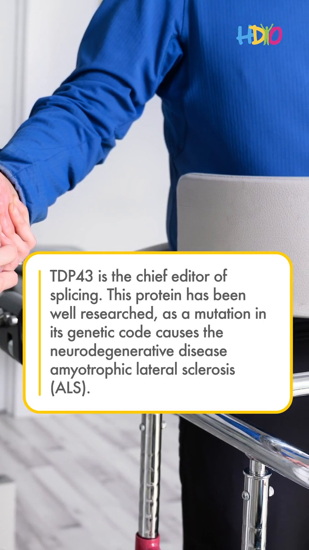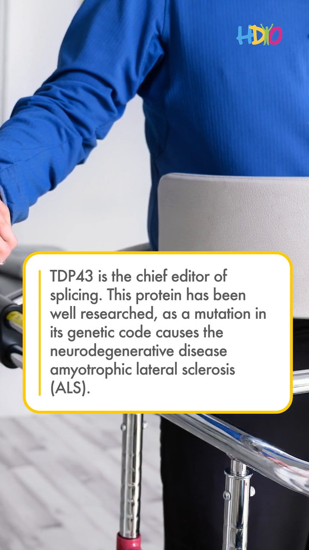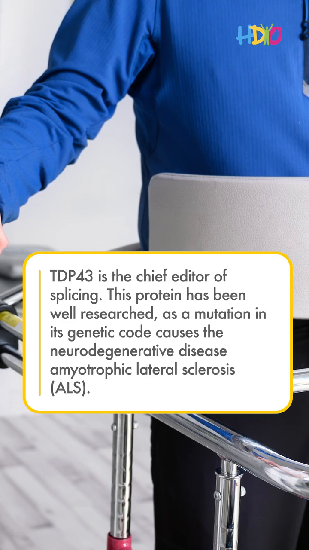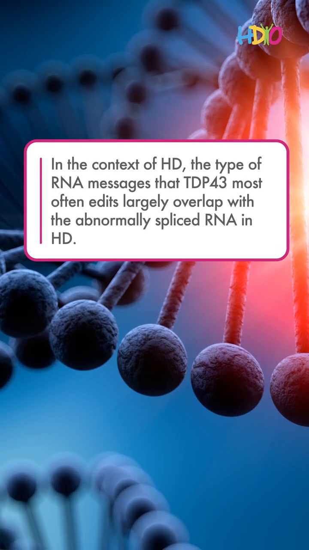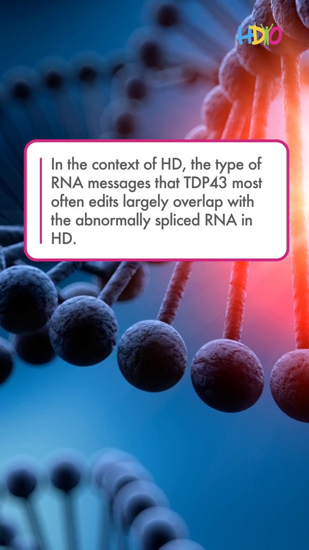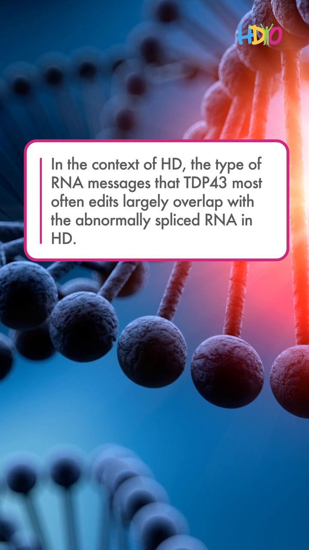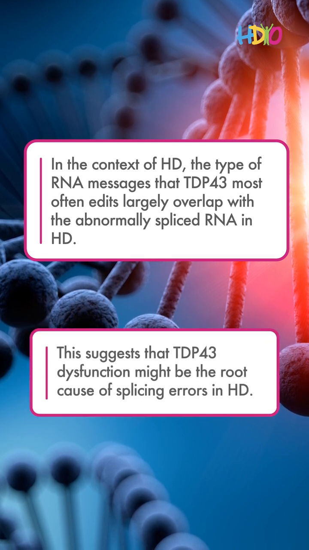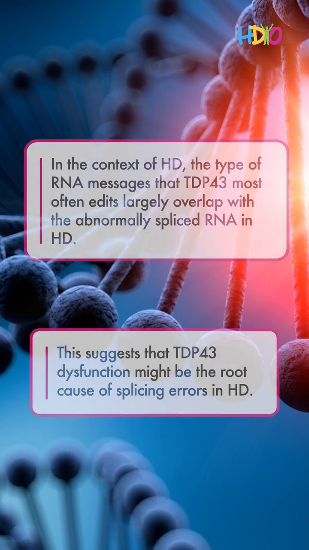This protein has been well researched, as a mutation in its genetic code causes the neurodegenerative disease amyotrophic lateral sclerosis. In the context of HD, the type of RNA messages that TDP43 most often edits largely overlap with the abnormally spliced RNA in HD. This suggests that TDP43 dysfunction might be the root cause of splicing errors in HD.